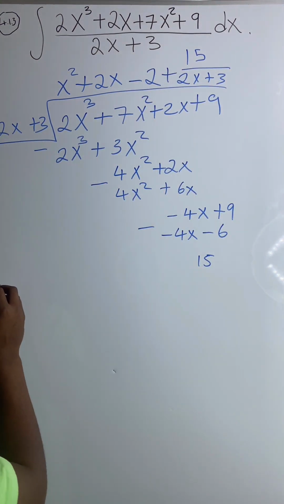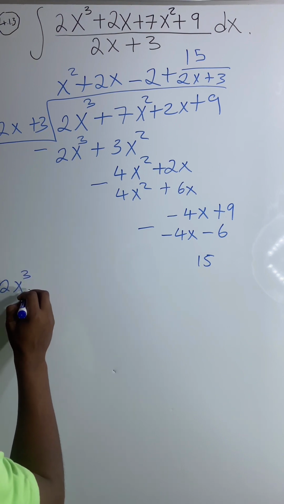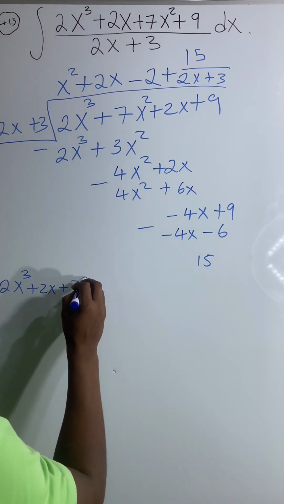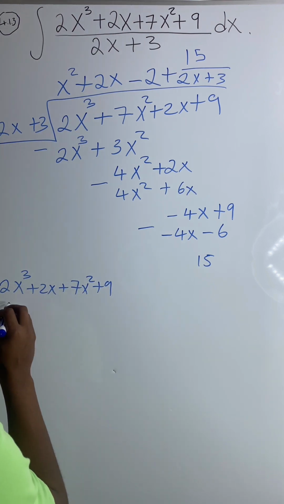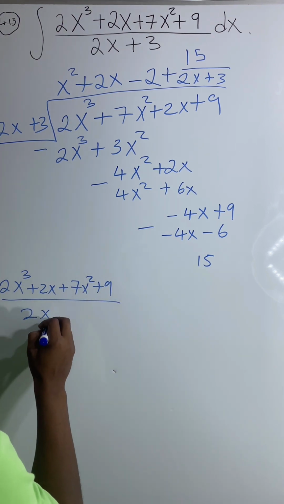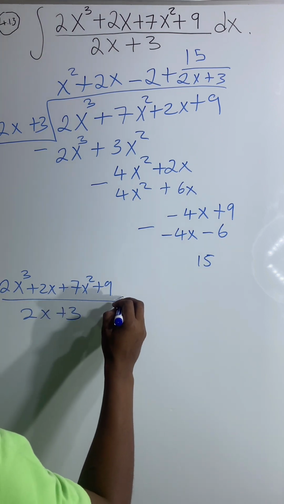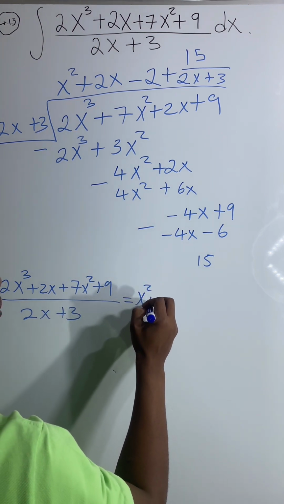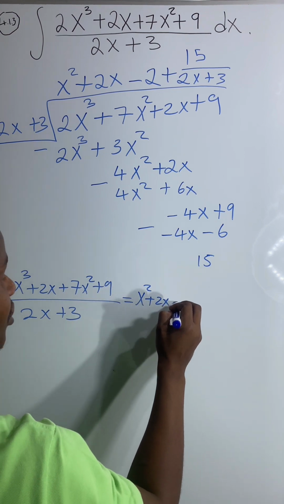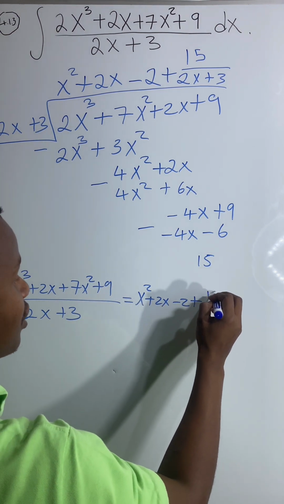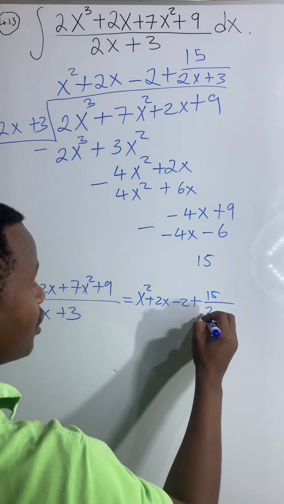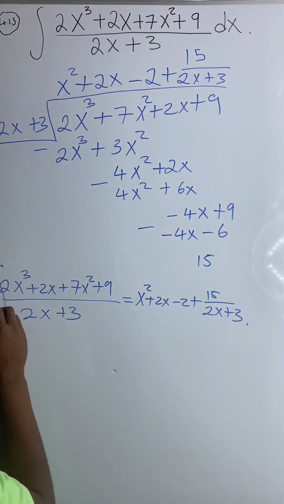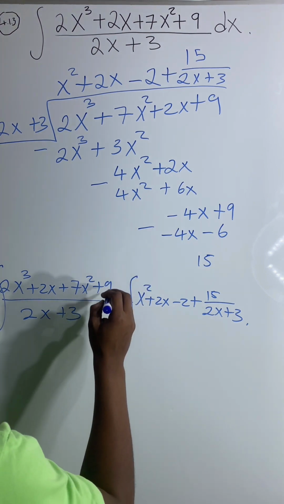So we are saying that (2x^3 + 2x + 7x^2 + 9) over (2x + 3) is equal to x^2 + 2x - 2 + 15 divided by (2x + 3). So the integral of this is just the same as the integral of that.